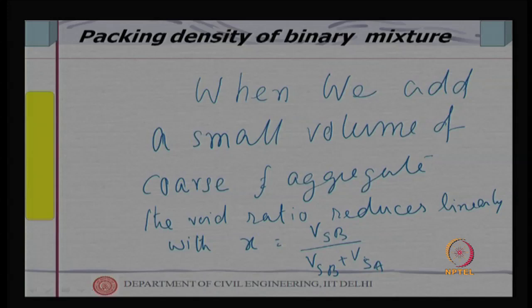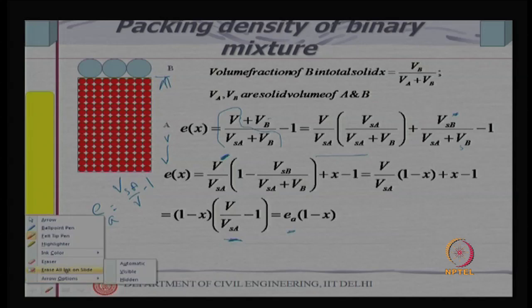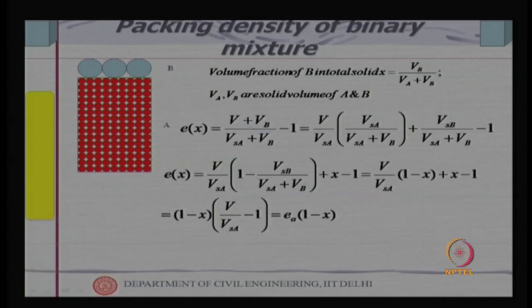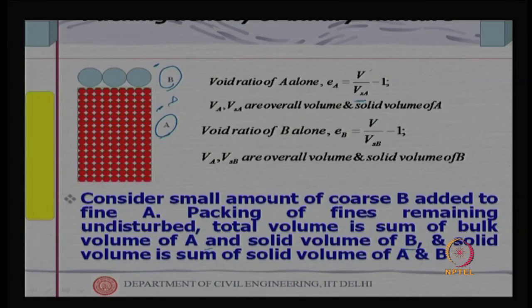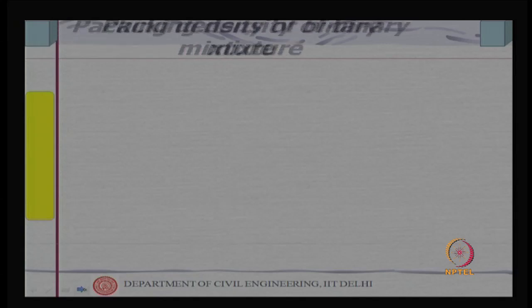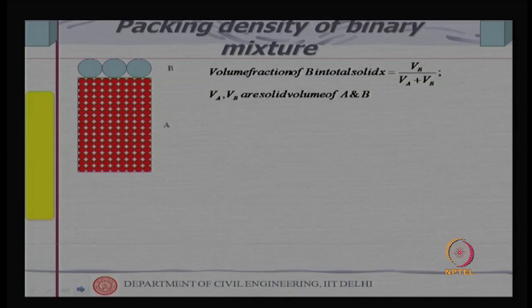If you recall, the expression was: void ratio e_A reduces by 1 minus x, and x by definition is V_SB divided by V_SA plus V_SB. We have defined x as V_B divided by V_A, or I can say V_SB divided by V_SA plus V_SB. That is how I define the volume fraction of coarse solid in the total volume. All right. So, we see that it reduces linearly.